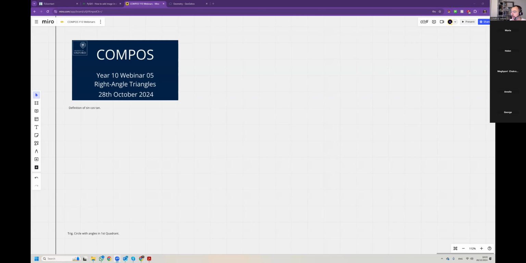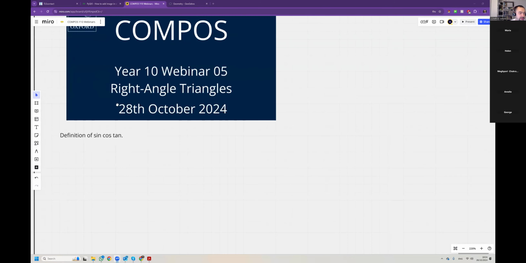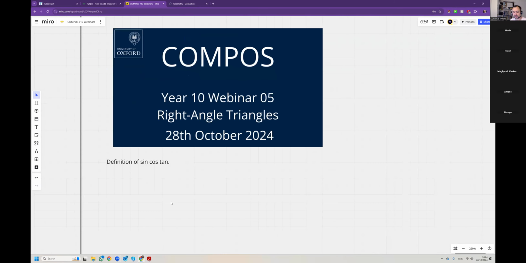So without any further ado, let's start. Right angle triangles, but honestly, this is mostly trigonometry. So we won't be talking about sine, cosine, and tangent most of the time. Definition of sine, cosine, and tangent. So you probably know this.